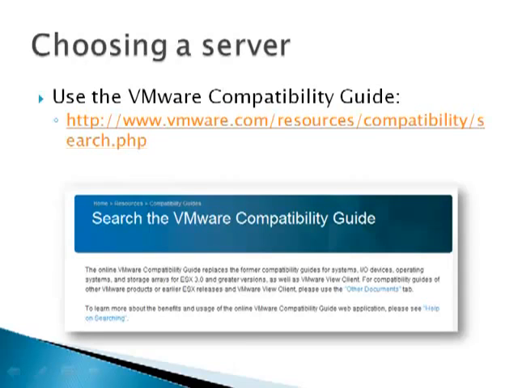Let's talk about choosing a server. Use the VMware Hardware Compatibility Guide. The address is on the screen, or you can go to www.vmware.com/go/HCL, and you can search for a server which is listed as being compatible with the VMware Hypervisor or ESXi.